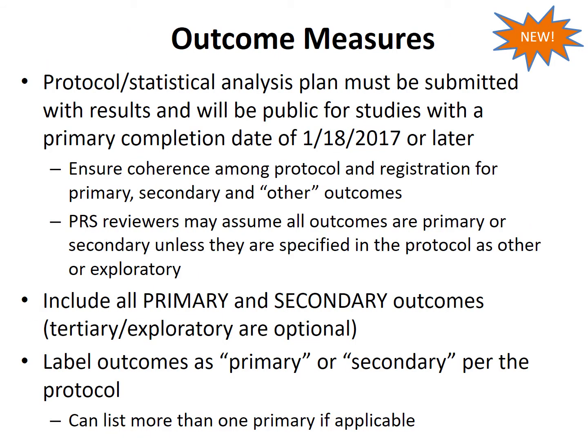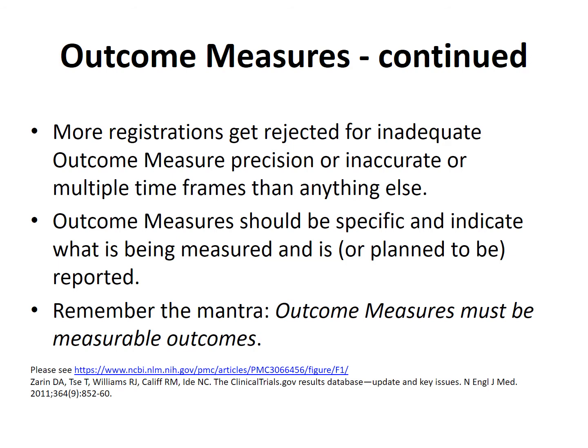A protocol and statistical analysis plan must be submitted with results and will be public for studies with a primary completion date of January 18, 2017 or later. You must label each outcome as either primary or secondary. You do not need to list tertiary or exploratory outcomes. Outcome measures should specifically indicate what is being measured. Use precise units. For example, if you are measuring body mass index, or BMI, you would specify that the units being measured are in kilograms per meter squared. Do not try to combine multiple outcomes into a single measure.